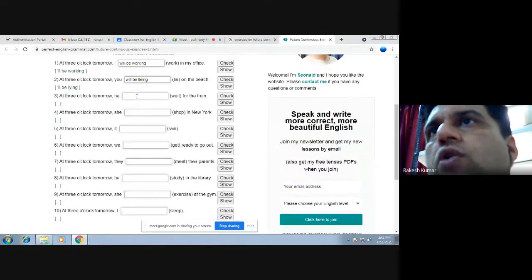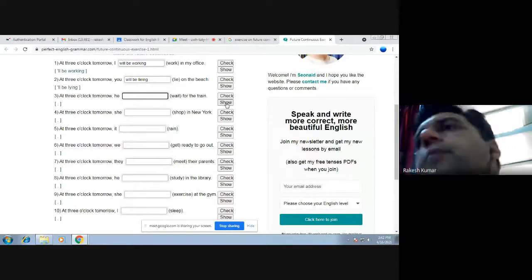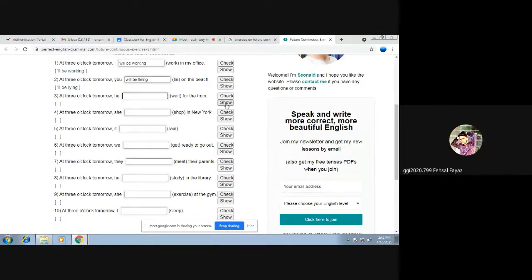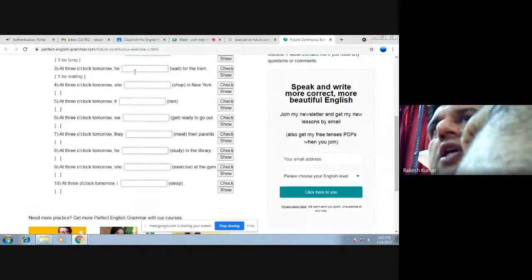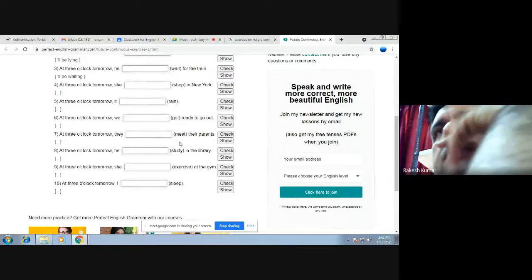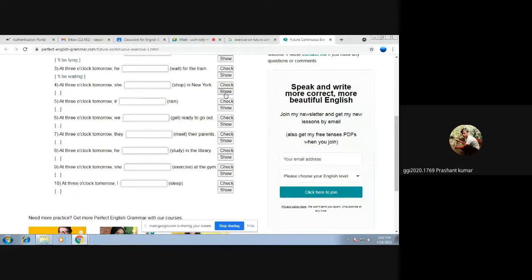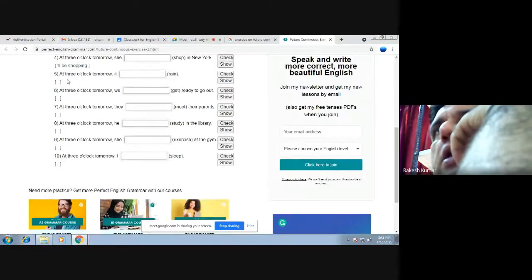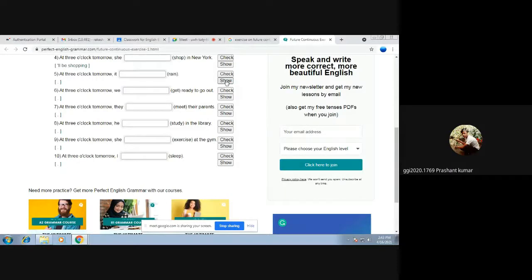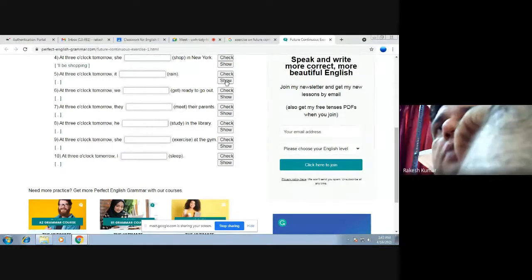At 3 o'clock tomorrow, he dash wait for the train. Yes, he will be waiting for the train. He will be waiting. At 3 o'clock tomorrow, she dash shopping. Will be shopping. Yes, will be shopping. Good. At 3 o'clock tomorrow, it will be raining.